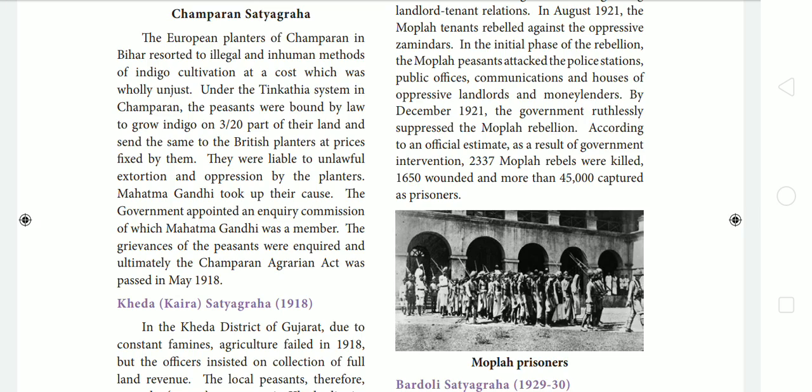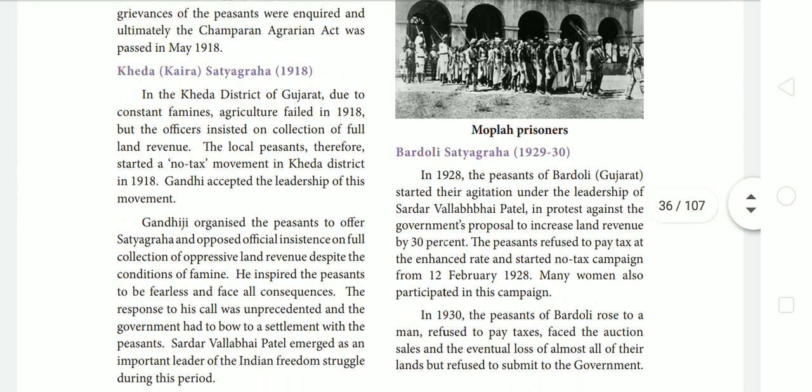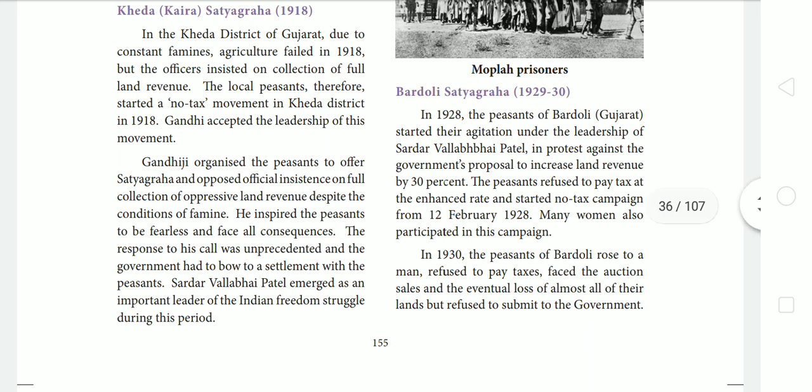Okay. So next one, the Kheda or Kaira Satyagraha. It took place in the year 1918. In the Kheda district of Gujarat, due to constant famines, agriculture failed in 1918. But the officers insisted on collection of full land revenue. The local peasants therefore started a no tax movement in Kheda district in 1918. Gandhi accepted the leadership of this movement.